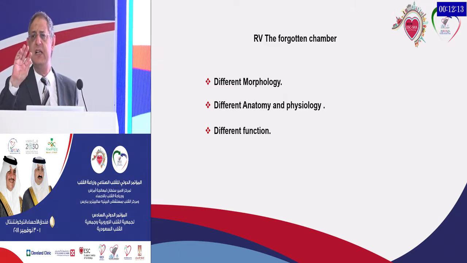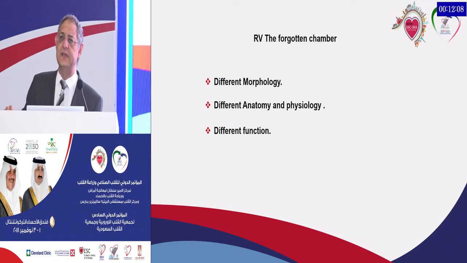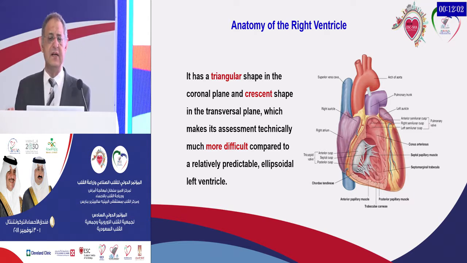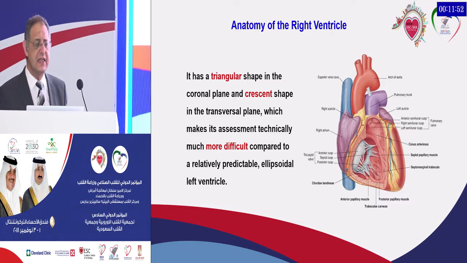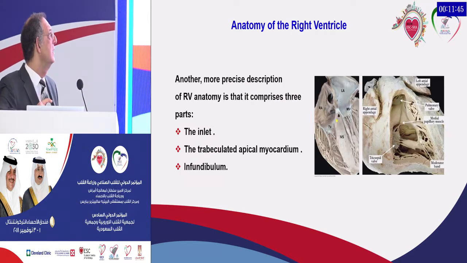It is a specialized chamber with different morphology, different anatomy, different physiology, and different function. As regards the anatomy, it is triangular in shape in the coronal section and crescent shape in the transverse plane, which makes assessment technically more difficult compared to the circular or ellipsoid shape of the LV.